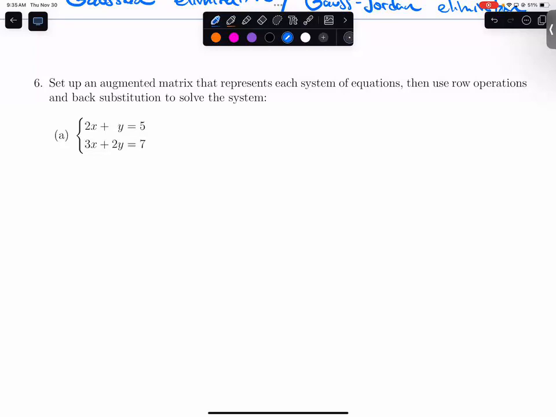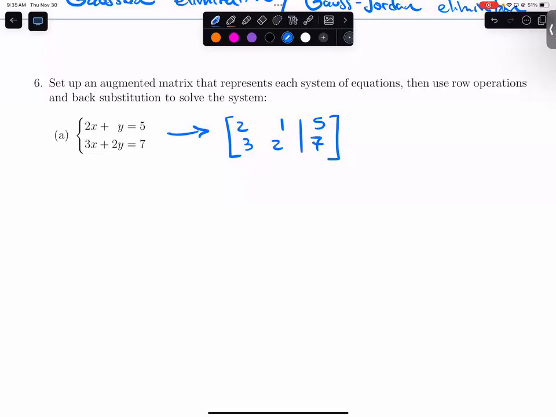Because I'm not writing 3x plus 2y, I'm just writing 3, 2. So take this thing and write down a matrix that represents the system. How many rows? 2. And how many columns? 3. And what's the matrix look like? 2, 2, 2, 1, 5, 3, 2, 7. 3, 2, 7. Okay, cool.